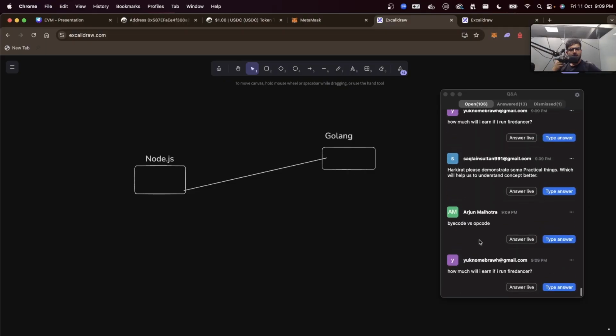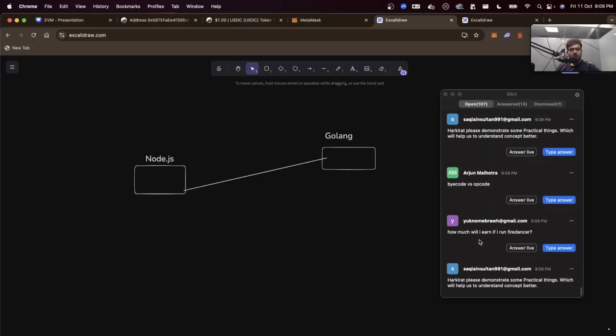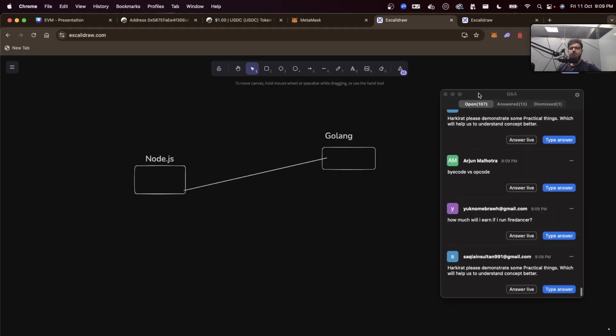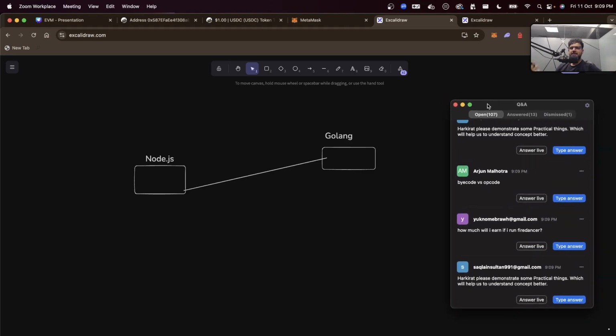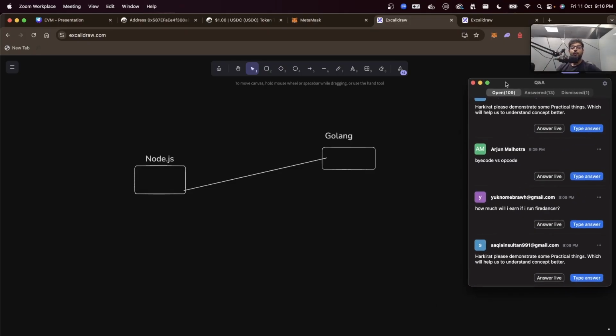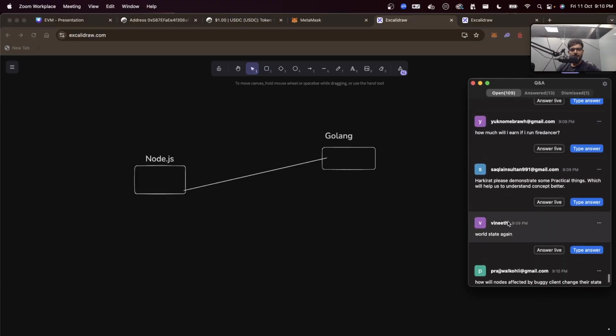Sorry, let me go down. How much will I earn if I run Firedancer? Well, you will earn pretty similar to how much you would earn if you run the original implementation. It doesn't matter which client you are using. That depends on your stake. How much Ethereum you have staked derives how many times you will be able to become the block leader. So the client doesn't really matter there, but you'll be processing it much faster. You'll make the overall blockchain much faster. But it's not like you will get more rewards if you're running a different client.